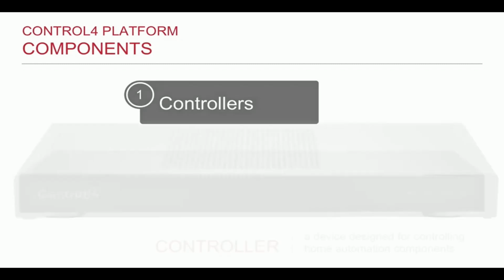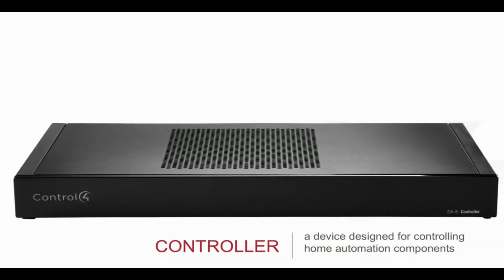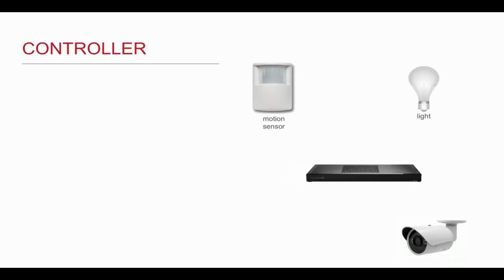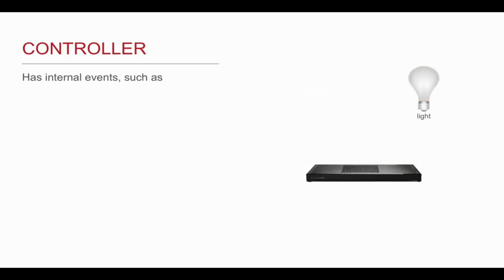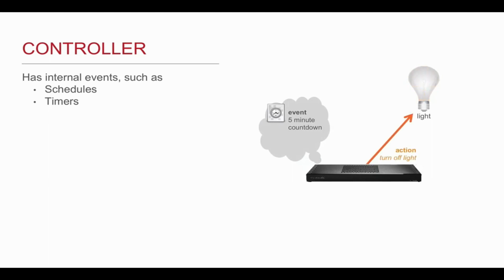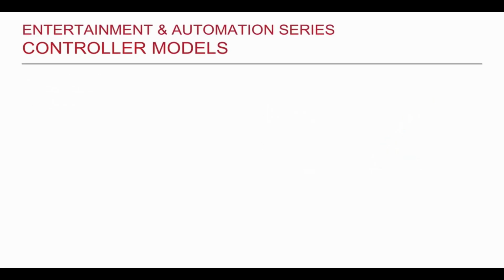Let's start with controllers. A Control4 controller is a device especially designed for controlling home automation components. It can issue actions to any component connected to the system, check a component's current state, and listen to events from any component. The controller also has its own internal events. For example, it can use a schedule to run actions on a specific day and time. It can start a custom timer and then issue an action in the event that the timer counts down and reaches 0.